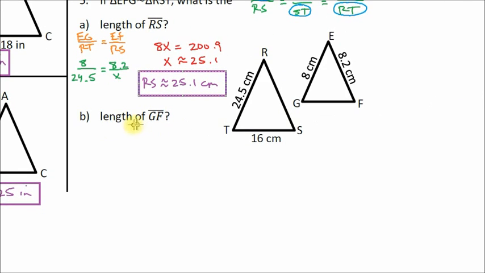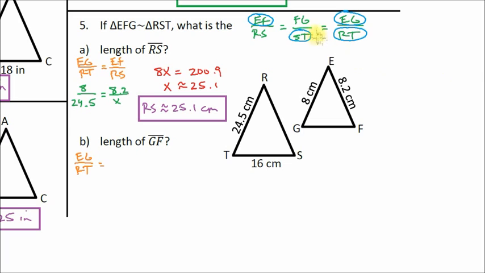And let's take a look at B. B is what's the length of GF? Same process. We're going to use EG and RT again because we know those sides. But now we're looking for GF. So now we're going to use the middle ratio, which has FG or GF in it, over ST. All right, let's plug in what we know. We've got EG is 8. RT is 24.5. FG is the one we don't know. And ST is equal to 16.